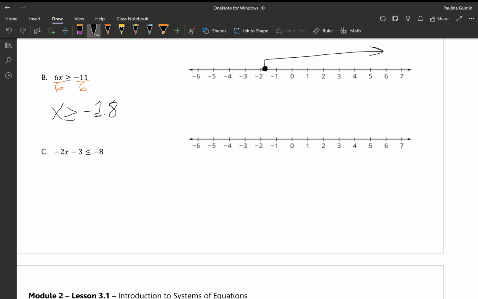Okay. Letter C, okay, couple more steps than usual. I'll start by adding 3 to both sides of the inequality symbol. So we have negative 2.